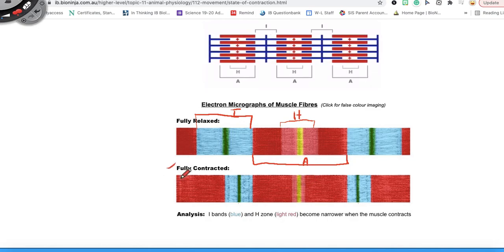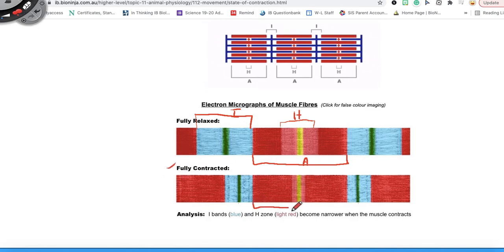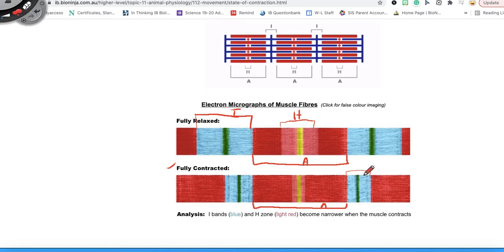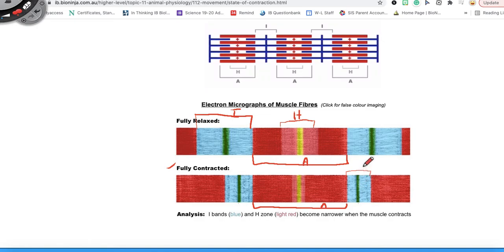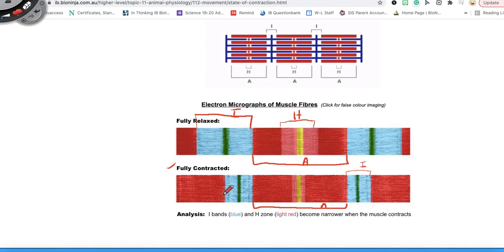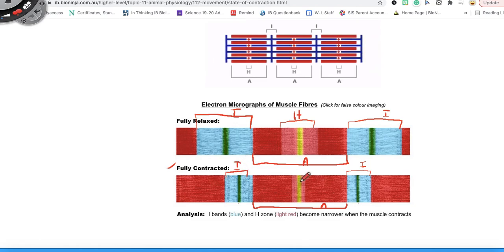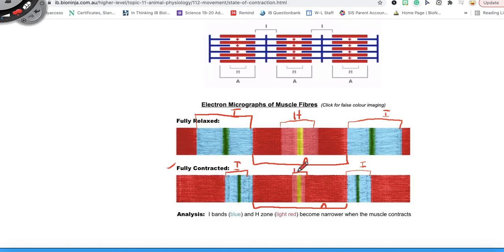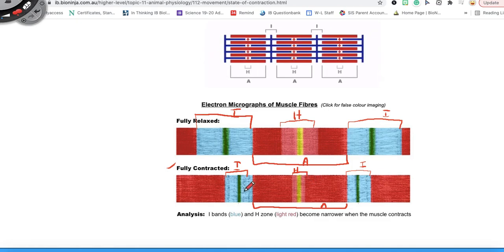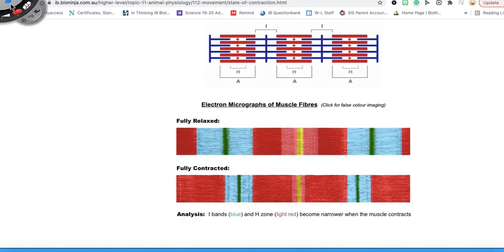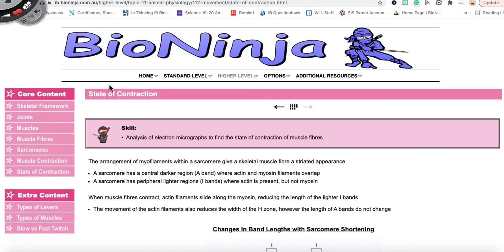Notice that when it's fully contracted, the A band does not change in length, but the I band, where you find the actin only, does change in length, right here and here. It's the I band again, of course. And notice that the H band right here also changes in length. They both get shorter. Okay, so that is it for state of contraction.